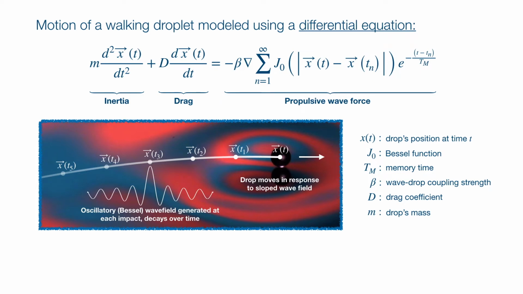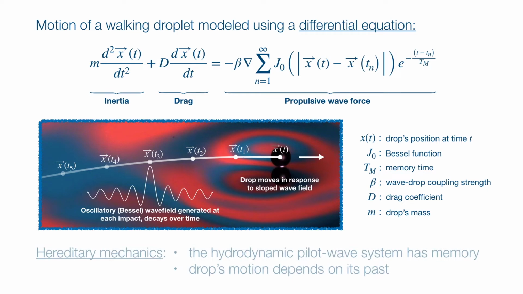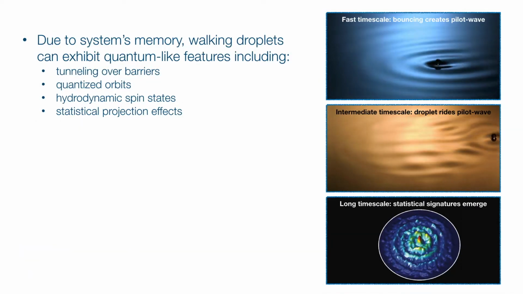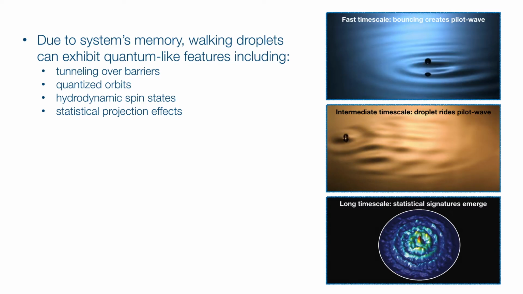the drop. Note that at any instant, the pilot wave is the sum of the waves generated at each of the drop's previous impacts, with the memory time, Tm, governing how quickly each of these waves decay. The longer the memory time, the more the motion of the drop is influenced by its past. Systems like this are called hereditary, as one requires knowledge of both the past and present in order to predict its future evolution. When the memory time of the system is large, quantum-like phenomena are observed.